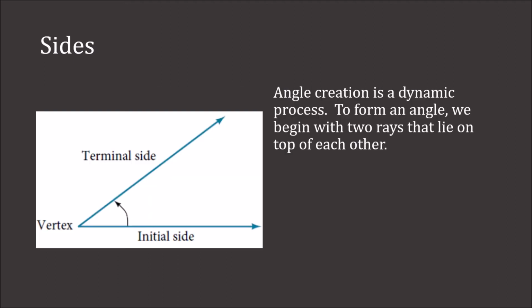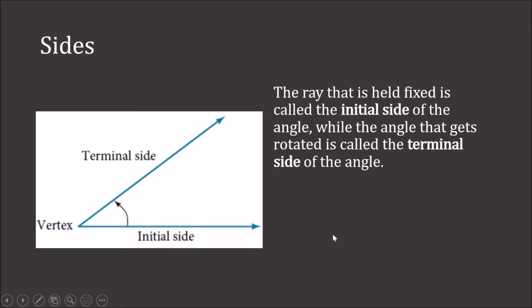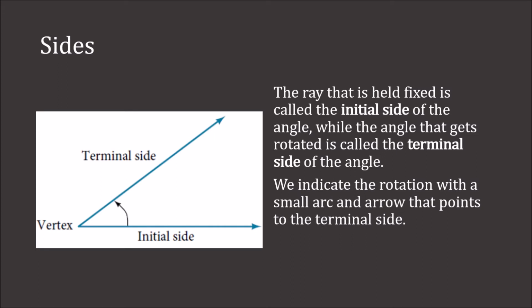Now, angle creation is a dynamic process. So in order to form an angle, we begin with two rays that lie on top of each other. Then we take one of the rays and begin to rotate it about the vertex while holding the other ray constant. The ray that is held fixed is known as the initial side of the angle, and the ray that gets rotated is known as the terminal side of the angle. We indicate such rotation with a small arc and an arrow that points to the terminal side, or as mentioned before, we will often just not use the arrowhead.